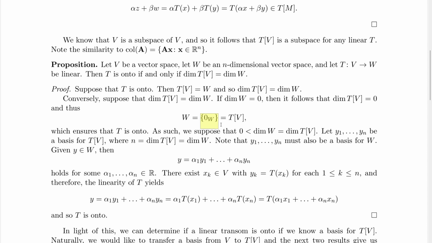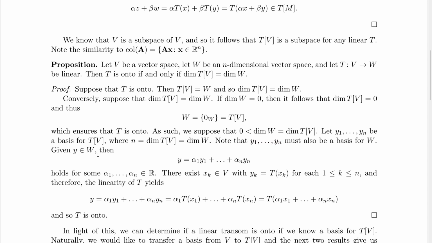All right, well, let's take a basis, y1 to yn, for T of V. Okay, and again, n here is going to be our dimension. All right, now note that since W is also n-dimensional, this has to be a basis for W as well. Right, we pointed that out. If you've got a list of n linearly independent things in an n-dimensional vector space, that must be a basis. If it fails to be a basis, it doesn't span. And if you have a set that doesn't span, you can increase the number of linearly independent things. So here we know we can't do that. All right, so y1 to yn is also a basis for W.